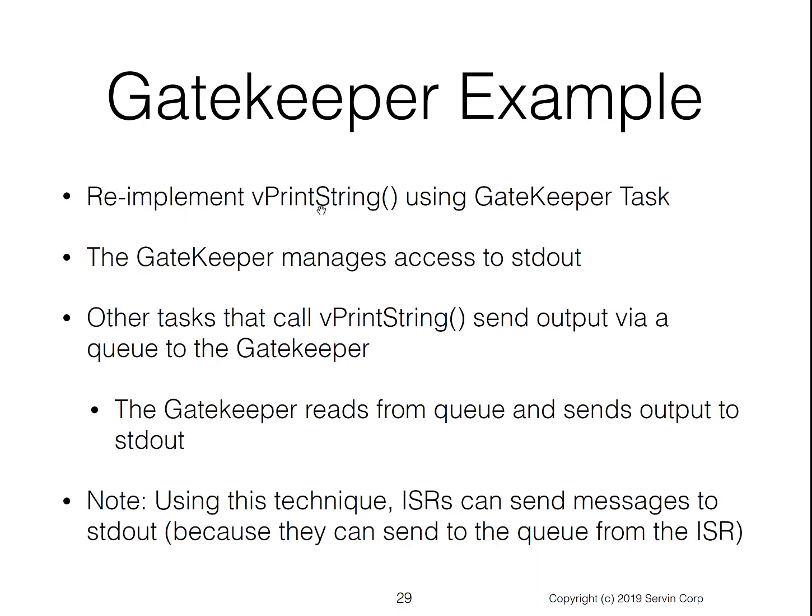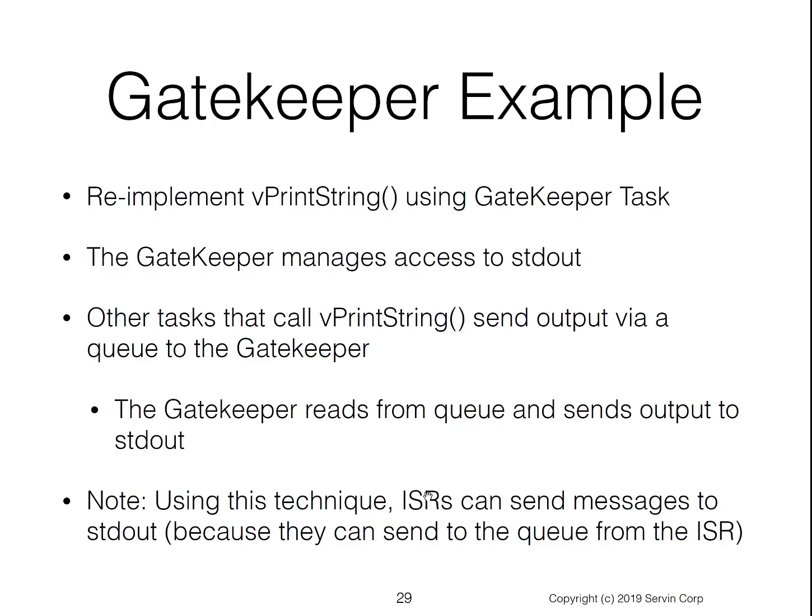Suppose you re-implemented this vPrintString using a gatekeeper task. In that case, when you start up the task, this gatekeeper task is going to manage access to standard out. It's going to manage the output to the shared resource standard out. All the other tasks, when they call print string to send output, do so not knowing that inside the implementation of print string, it will send it to a queue, and the queue is read by the gatekeeper. So the gatekeeper simply reads from the queue, and whatever output it gets from the queue, it sends to standard out.